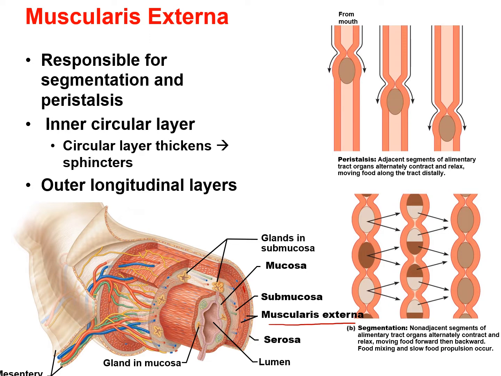The muscles of the muscularis externa are also going to be involved in peristalsis. Peristalsis is going to be when adjacent segments of the alimentary tract contract, and then this is going to propel or push food quickly through the digestive tract. If you look at your inner circular layer of your muscularis externa, there can be areas where the inner circular layer will be thickened, and when this occurs, it's going to form a sphincter, or basically a valve, to prevent movement of a substance from one area to another if that sphincter is contracted.